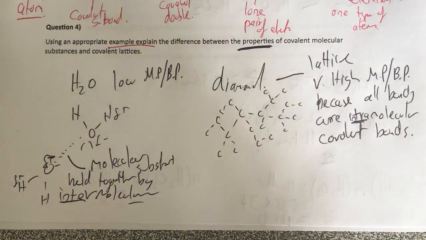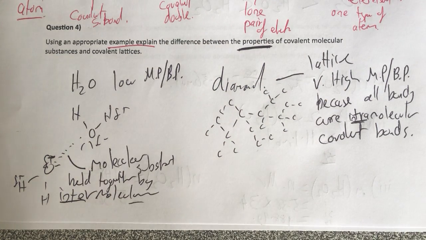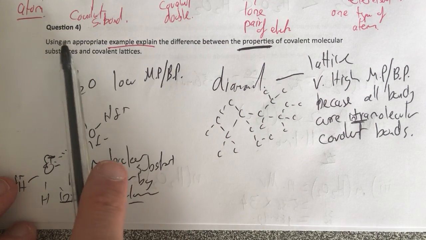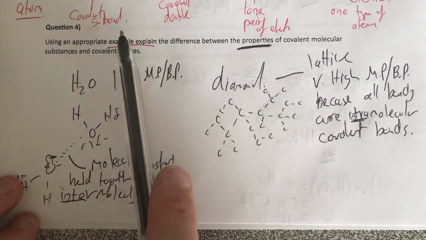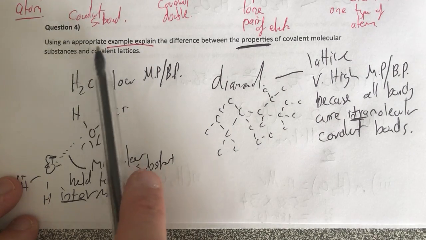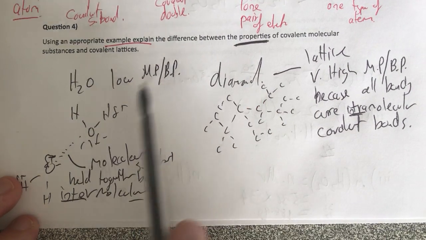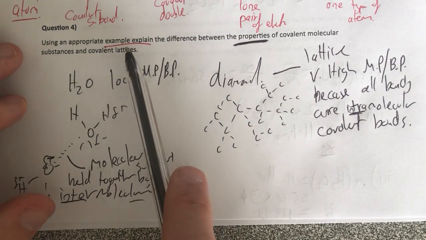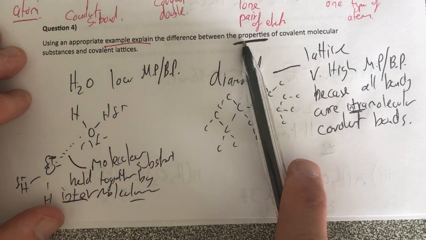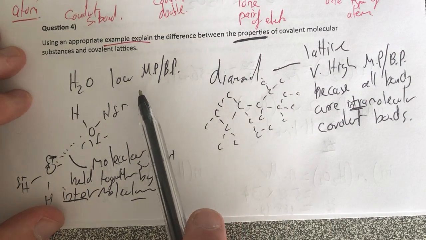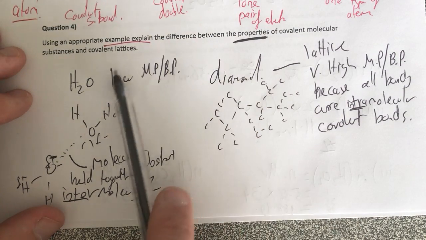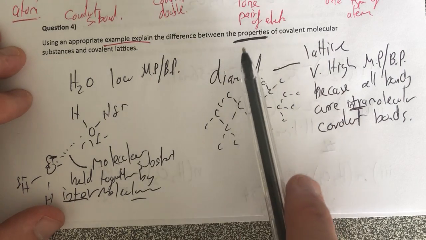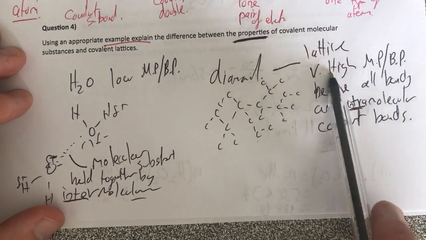This is not a very well answered question, but the key thing is use an appropriate example. Examples mean diagrams, all right? So covalent molecular, diagram of water, covalent lattice, diagram of diamond. To explain the difference in the properties, what are the properties? It's melting points, boiling points. Covalent molecular have low melting points and boiling points. Covalent lattices have high melting points and boiling points.